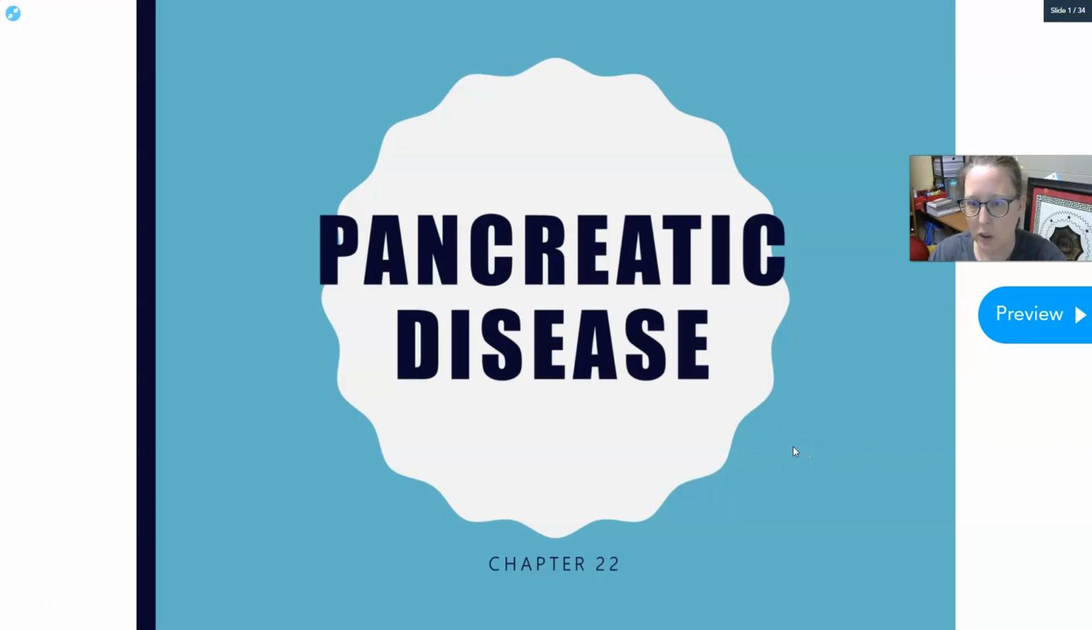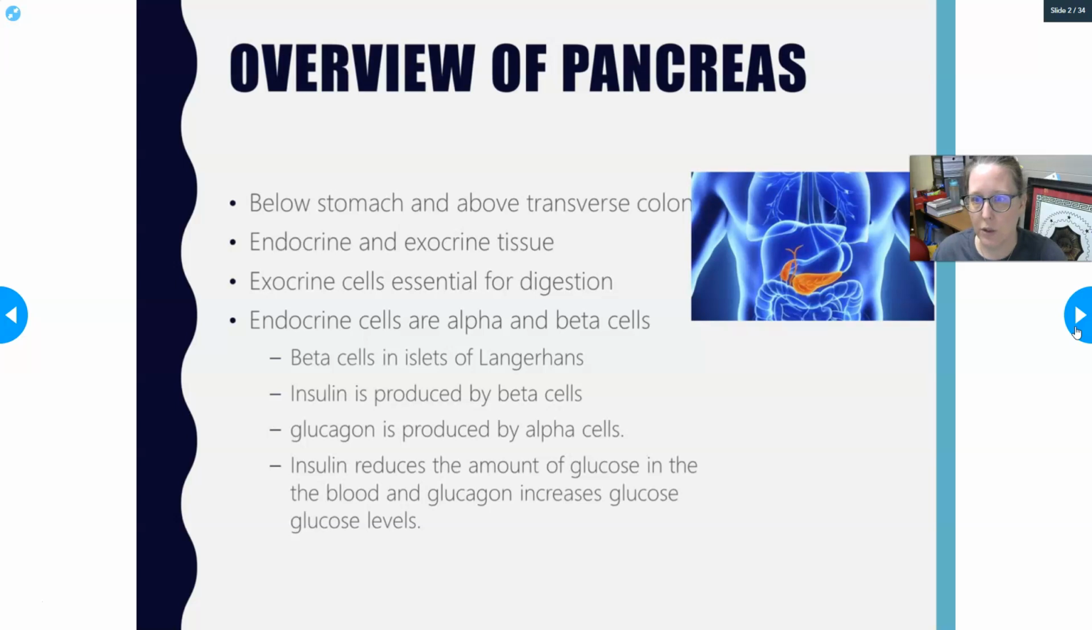We're going to look at pancreatic diseases as part of Clinical Chemistry 1, and within this chapter we're also going to look at diabetes, obviously as a pancreatic disease. So let's get started.